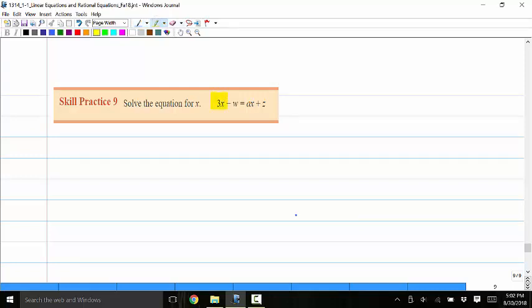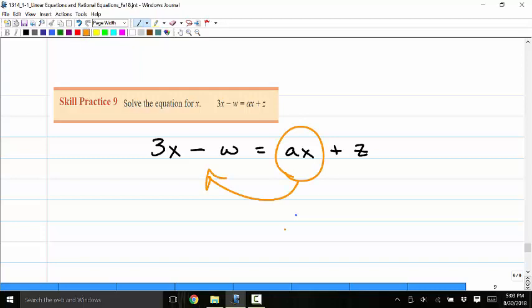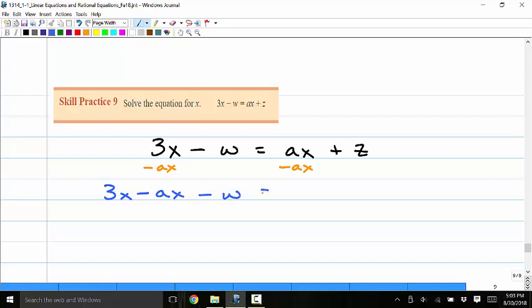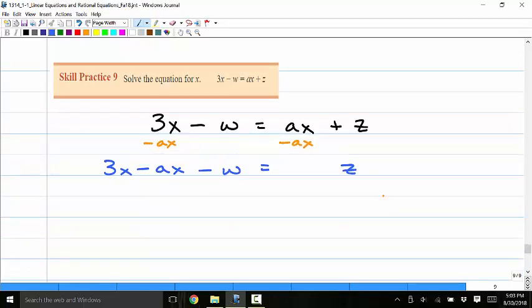I have x's on the left and on the right. I need to get those on the same side. I'm going to go ahead and rewrite the equation. 3x minus w equals ax plus z. I'm going to choose to get this x onto the left-hand side. Right now I'm adding it to z, so I need to subtract ax from both sides. I get 3x minus ax minus w is equal to z.